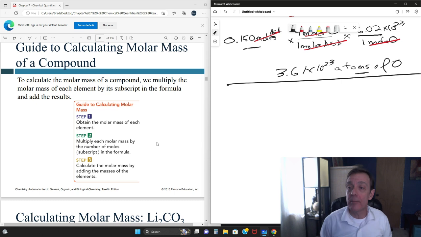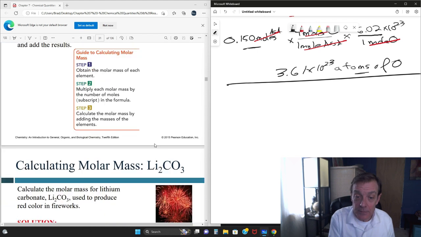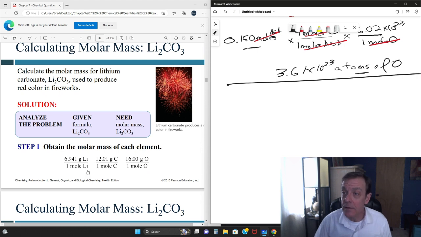So if you want to find the molar mass of a compound, you simply multiply the molar mass of each of the elements by its subscript, or the number of atoms in that compound, and then add up the results. So let's look at an example. I have lithium carbonate, like so.